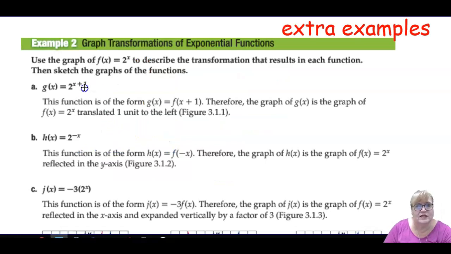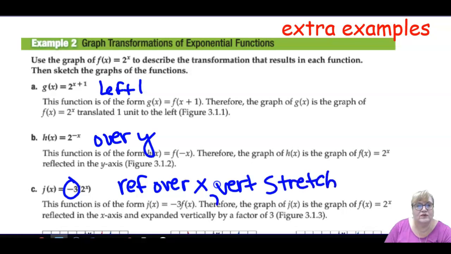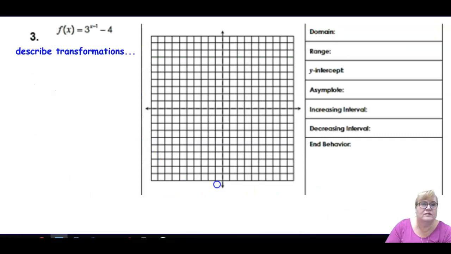Here are some additional examples that you don't have. This would be left one. This would be over the y-axis. This is a reflection over x and a vertical stretch. And the order doesn't matter there. All right. So we're supposed to describe these transformations and then graph it.